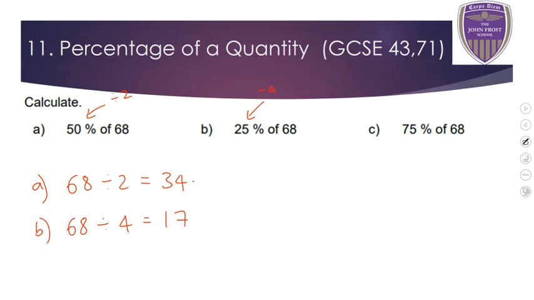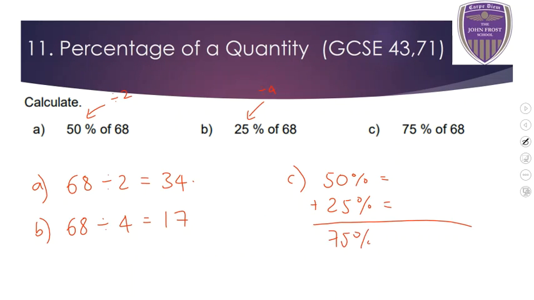And then for 75%, we've learned before, to get 75, you do 50% plus 25%, because 50 plus 25 is 75. And we've already worked out in A and B, 50% was 34, 25% was 17. So if we add those together, get 11 there, carry the 1, 5 there. So 75% was 51.